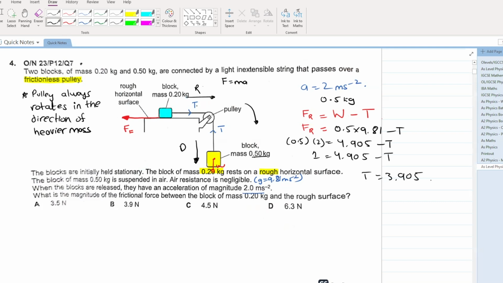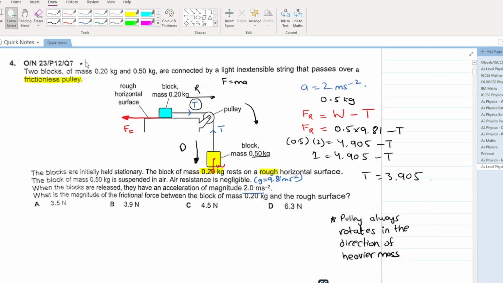Now, if you observe this free body diagram, this mass is moving towards the right. What is the force on the right? Tension. So how will you calculate the resultant force here? One second, let me put this key point here. How will you calculate the resultant force for the 0.2 kg mass? Resultant force is equal to tension minus the frictional force. What is the tension? 3.905 minus the frictional force. What is the mass? 0.2. What is the acceleration? 2. Your frictional force comes out to be what?